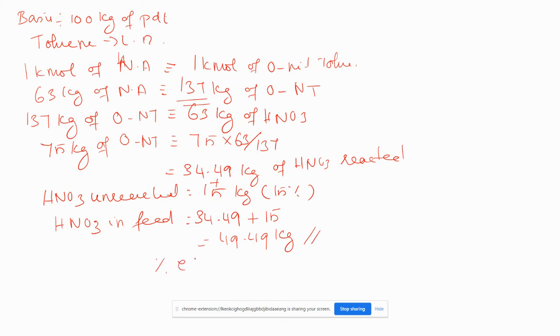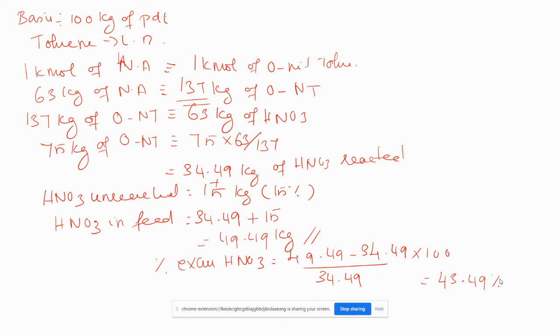So the percentage excess nitric acid will be equal to 49.49 minus 34.49, divided by 34.49, into 100. So you will get the answer as 43.49 percent. This is the percentage excess.